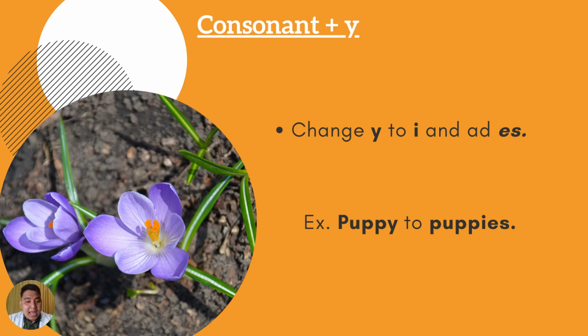Next, consonant plus y: change y to i and add es. If a word or term ends with y, to convert it into a plural term, replace y with the vowel sound i and add es. For example, puppy to puppies. That is a good example.